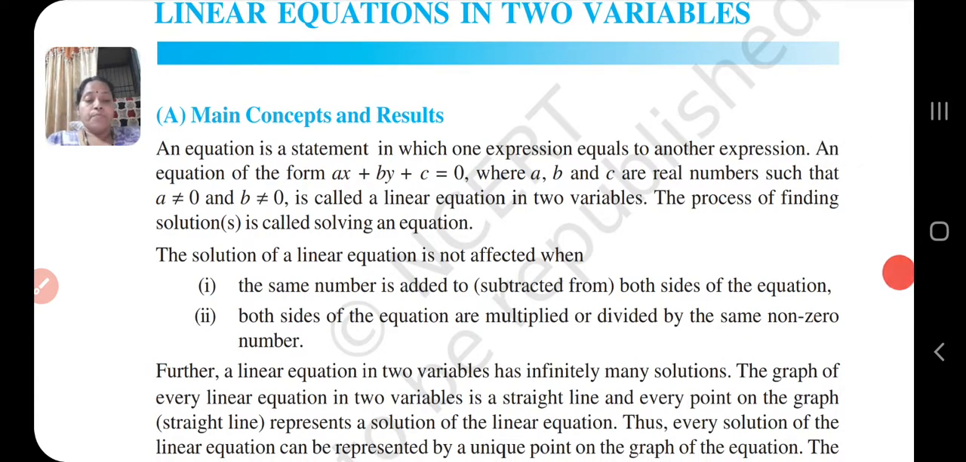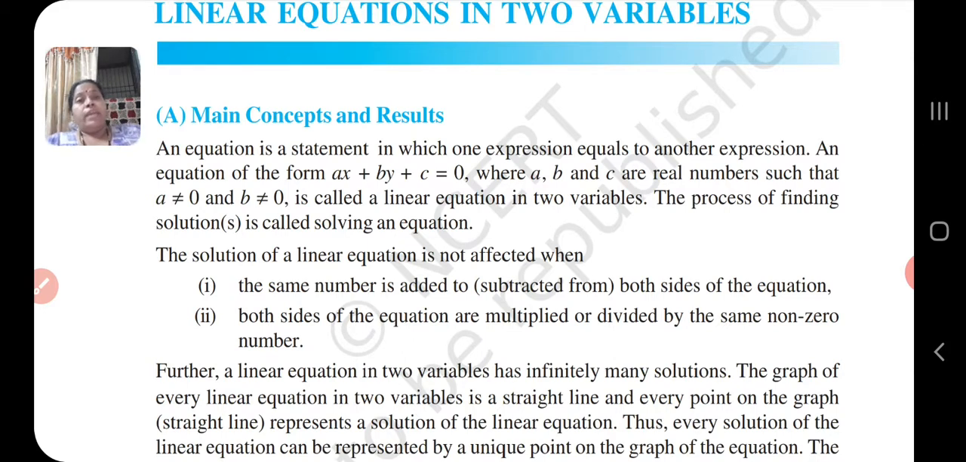Okay, so in earlier classes we have already read about linear equation in one variable. An equation of the form ax plus b is equal to 0, where a, b are real numbers and a is not equal to 0. If I talk about ax plus b is equal to 0, that is the linear equation in one variable.